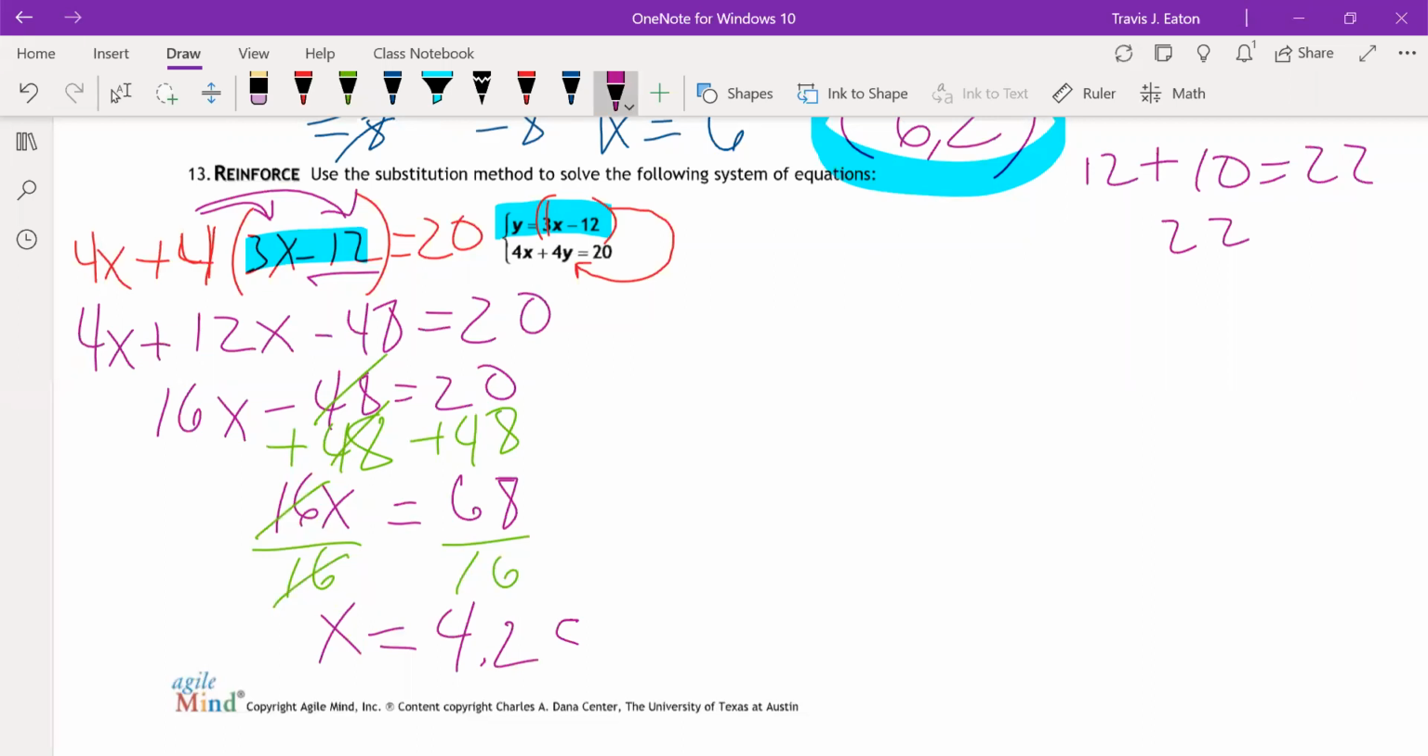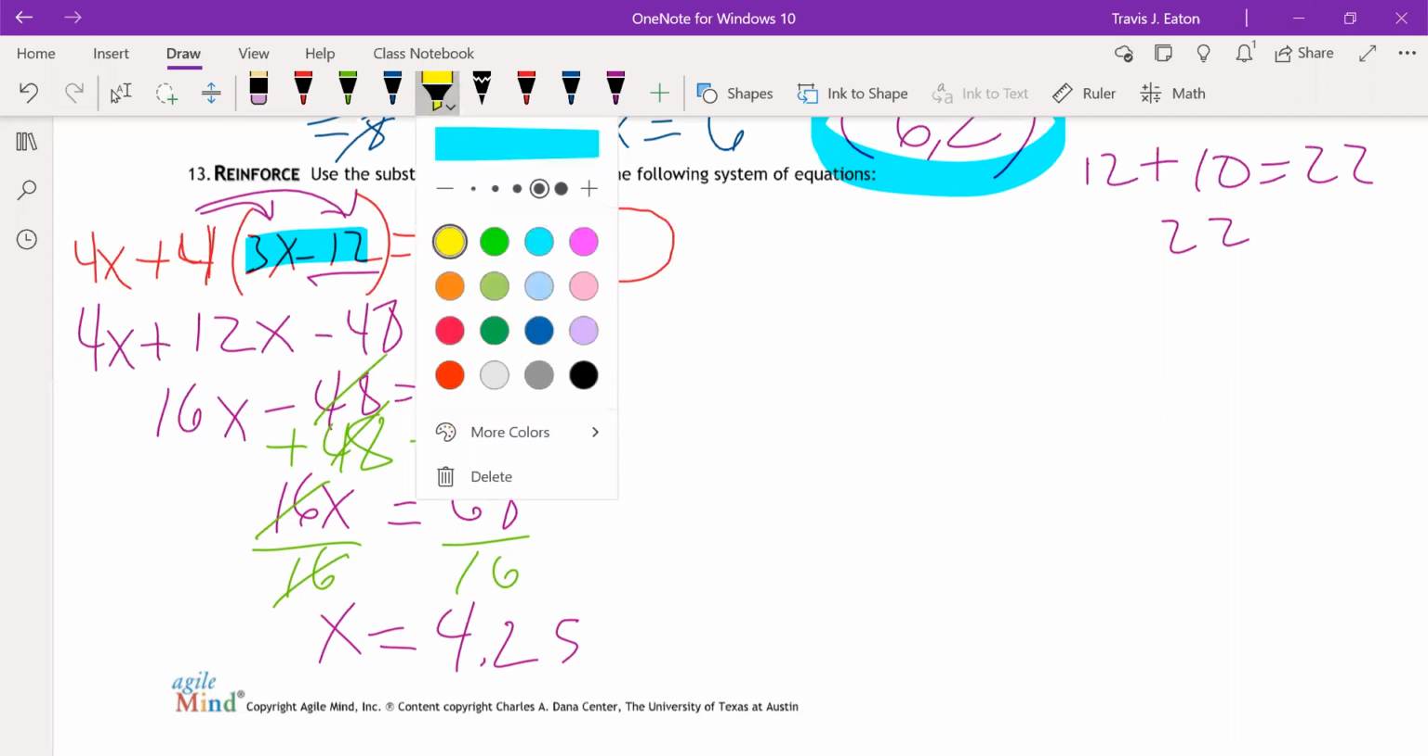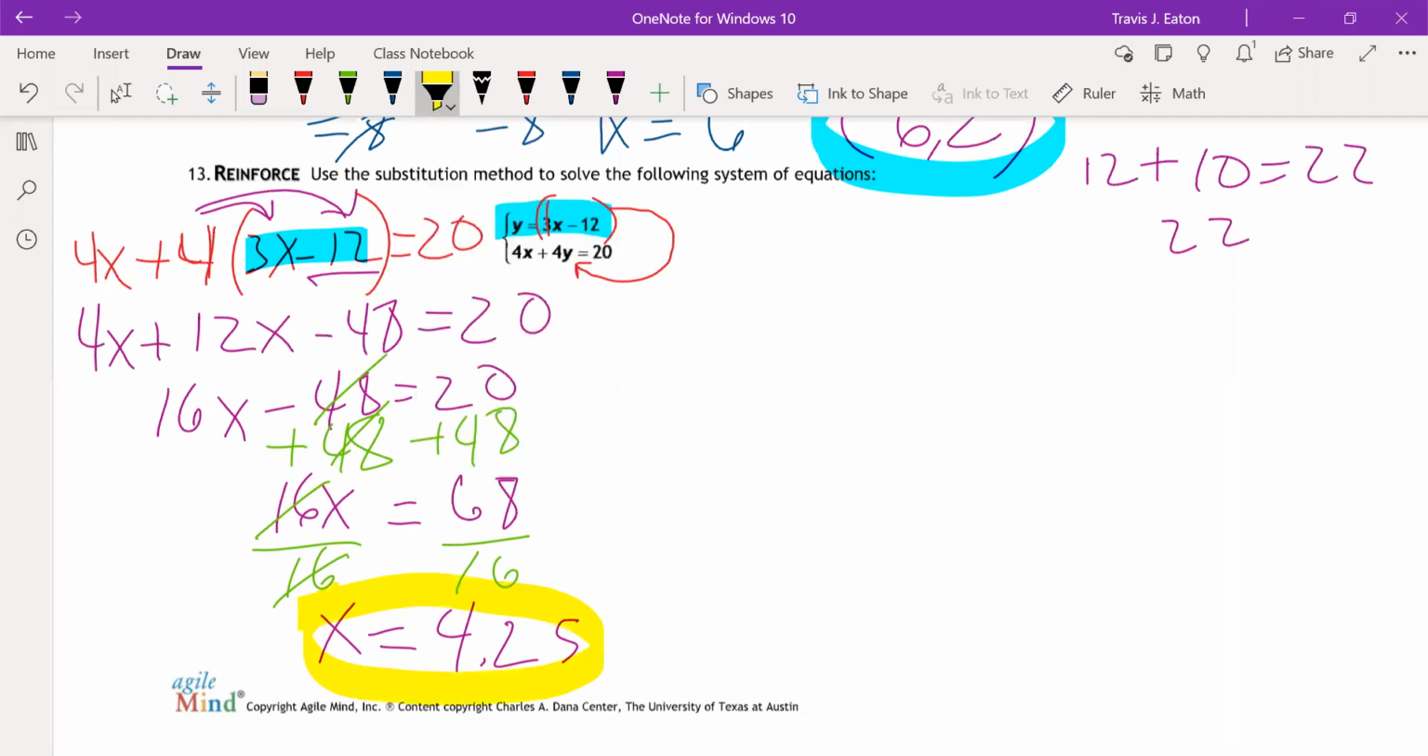4 1/4. All right, great. Now, all I have to do is, now that I found how much X is, that's a good thing. I know exactly what X is. So I can take that X and put it back into my other equation, the top one, because now we want to find out how much Y is.